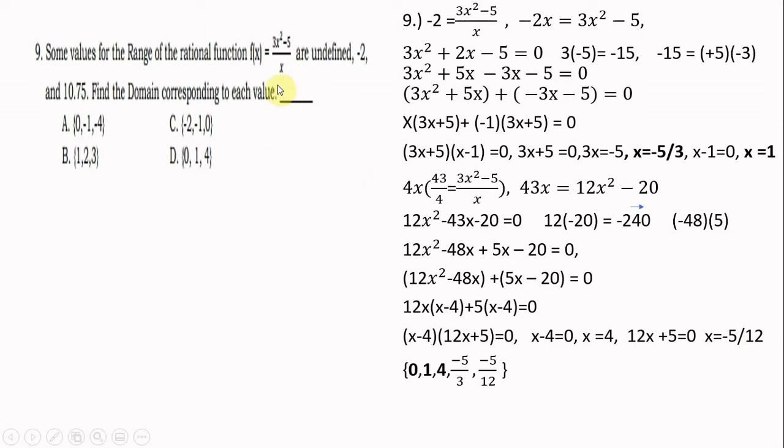Therefore, the domain of the function f of x equals 3x squared minus 5 over x, given the range values negative 2, 10.5, and 10.75, is defined. R is a set whose elements are 0, 1, 4, negative 5 over 3, and negative 5 over 12. Okay, it's only 0, 1, 4. So this is really the complete answer.